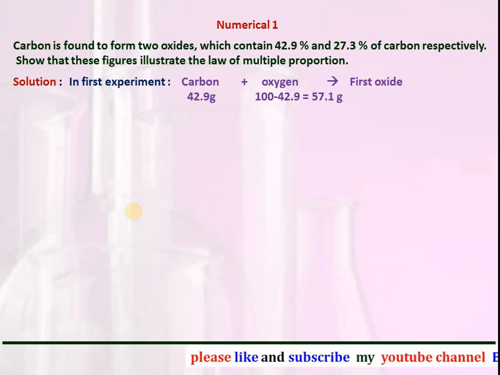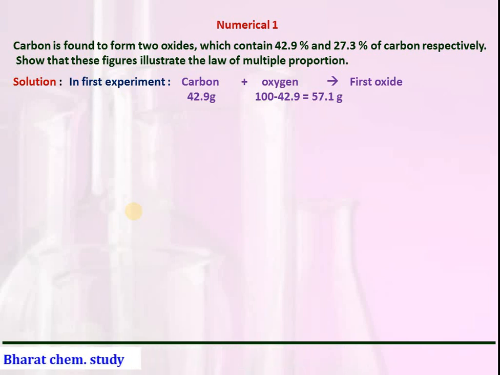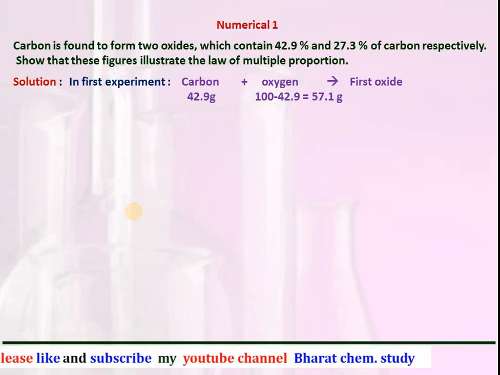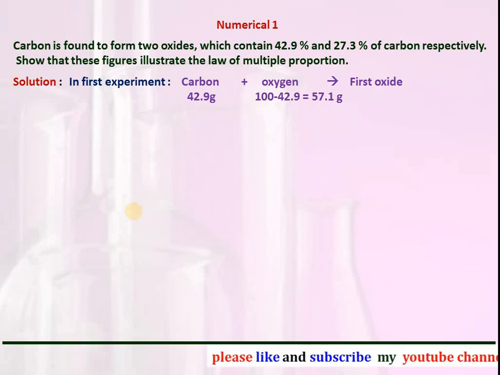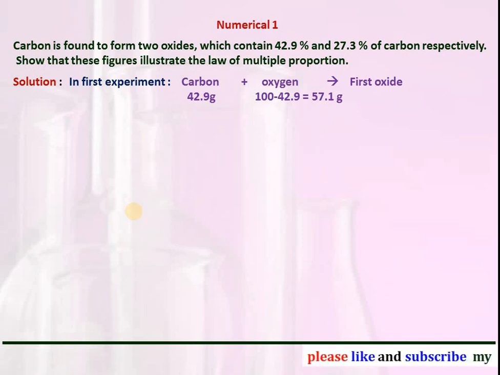In the first experiment, carbon plus oxygen gives the first oxide in which the carbon has weight 42.9 grams. Percentage means we can convert into grams out of 100. So the carbon percentage becomes 42.9 gram and the remaining part is oxygen, which can be calculated by subtracting 42.9 from 100, because the value is given in percentage. So we subtract from 100 to get the weight of oxygen here.